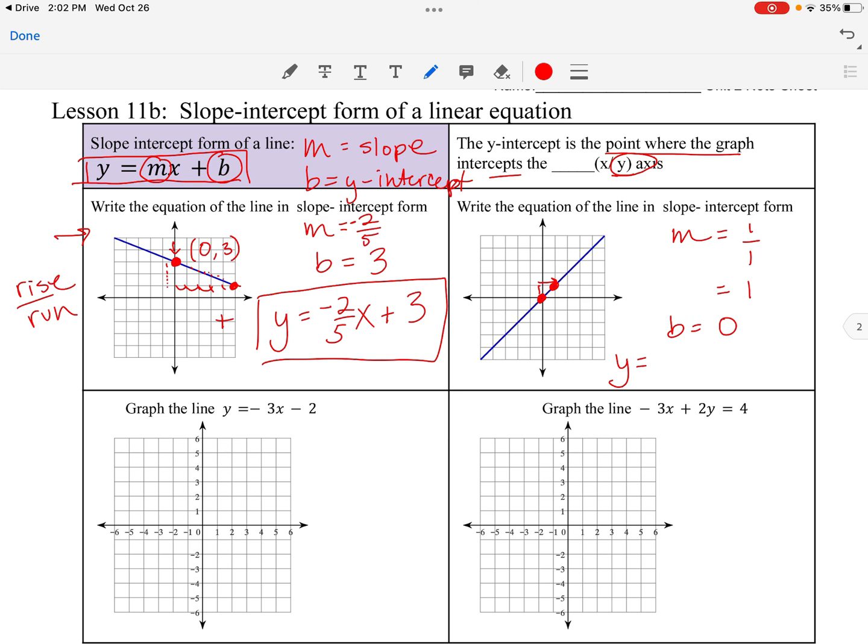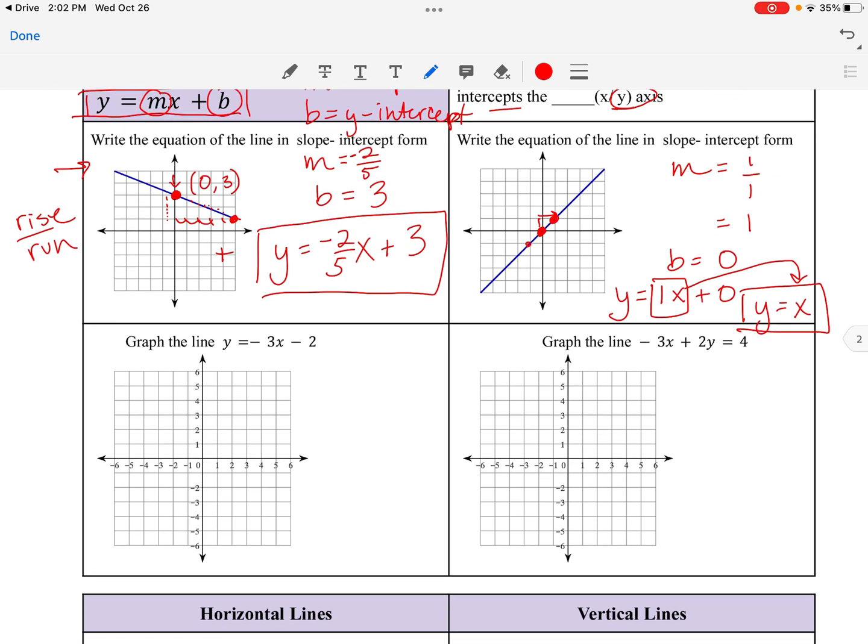y equals 1x plus 0. The simplest way to write that would actually be y equals x. Because remember, when there's no coefficient in front of a variable, that's the same as 1. So 1x is the same as x. So that's the line y equals x. All right, let's try the next one here.